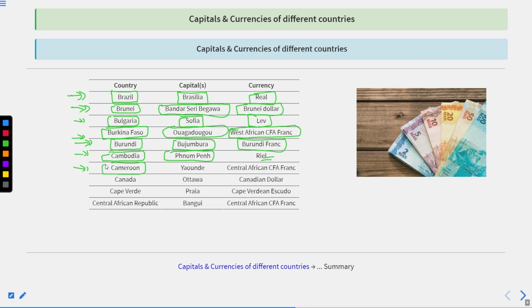Cameroon is a country. Capital is Yaoundé. Currency is Central African CFA franc. Canada is a country. Capital is Ottawa. Currency is Canadian dollar. Cape Verde is a country. Capital is Praia. Currency is Cape Verdean escudo. Central African Republic, country. Capital is Bangui. Currency is Central African CFA franc.